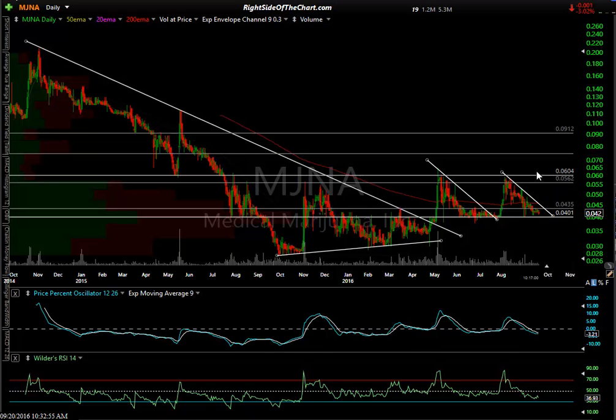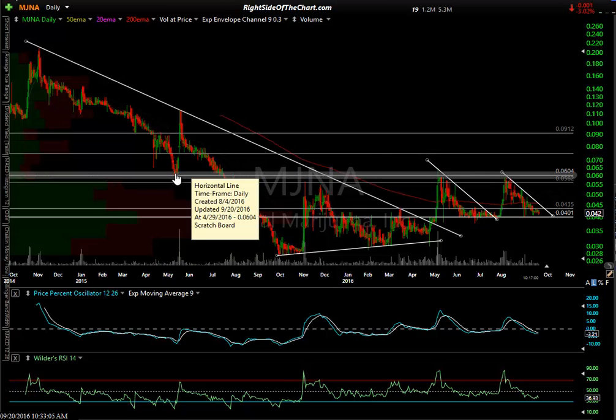About the 6 cent level. So from 4 cents to 6 cents, that's a 50% return. Not bad if you get it. And then if and when that level is cleared, you can see a reaction back here as well. That validates that as a pretty key level.